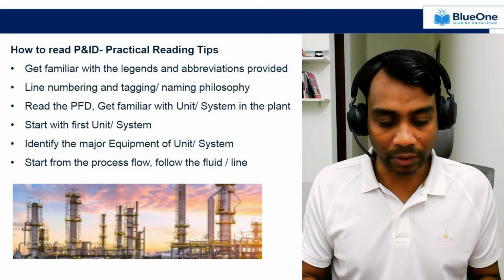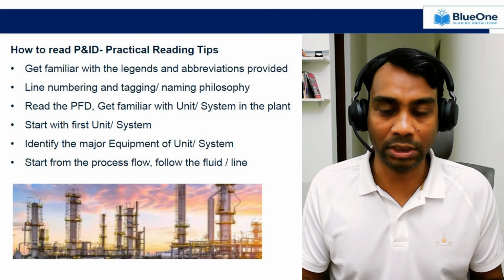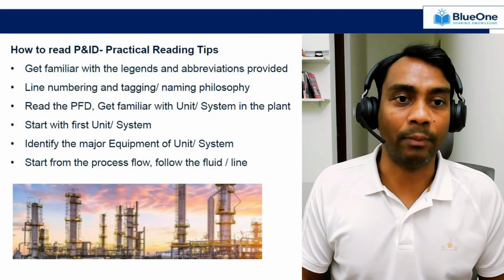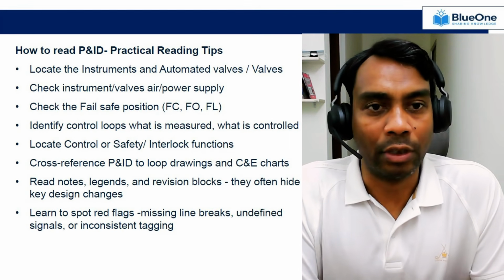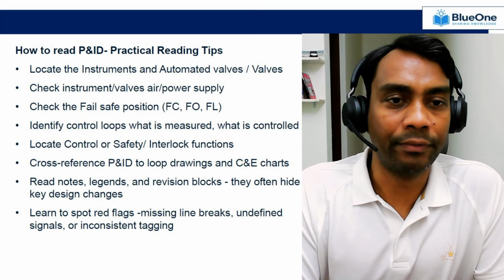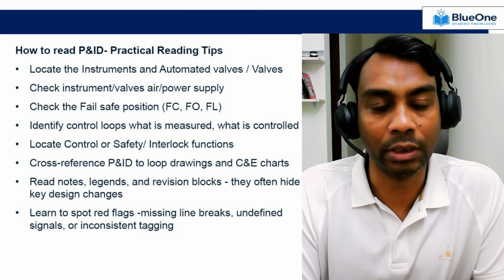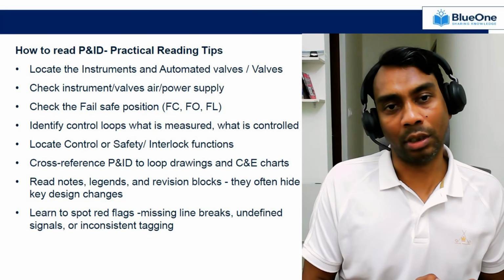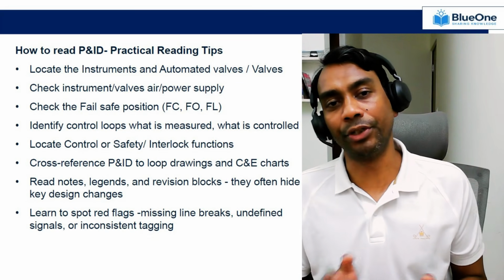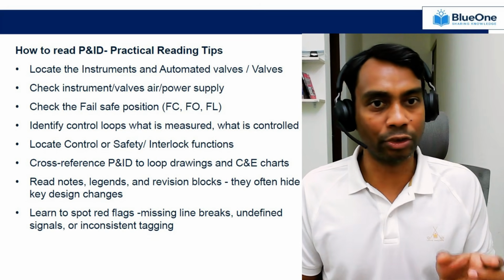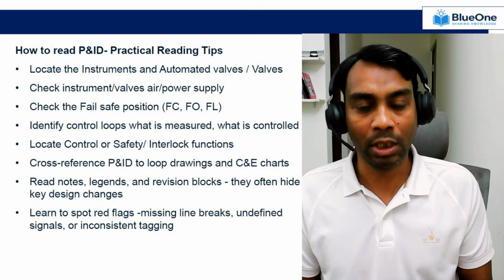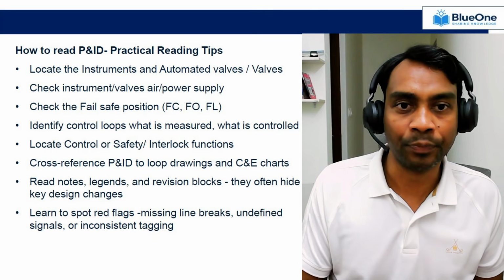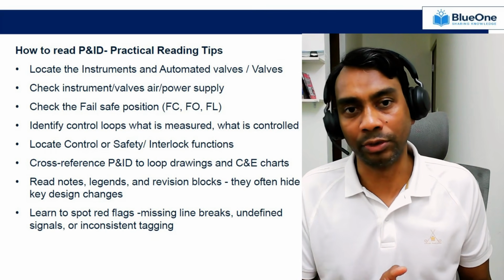Once you are familiar with the major equipment and flow lines, let's look at the instruments and the automated or manual valves. Once you're comfortable identifying your process flow and major equipment, you can focus your attention on the instrumentation and valves. Try to locate the instruments and the automated valves. Go through the tagging and naming philosophy to understand what type of instrument it is, what the loops are, and how it is driving.